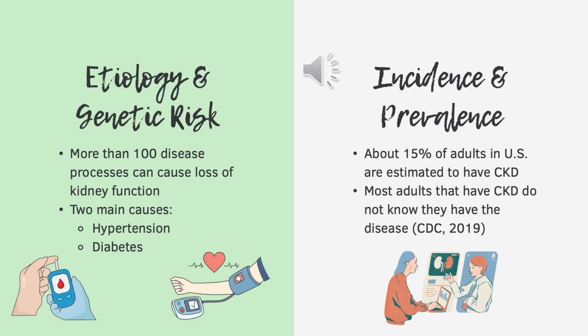Now moving on to our incidence and prevalence. CKD affects approximately 15% of adults in the US, which is about 37 million people. However, it is a silent disease. About 9 out of 10 adults with CKD don't know that they have it until the later stages, when they really start to have symptoms. So this shows the importance of routine screenings for those populations who are at risk.